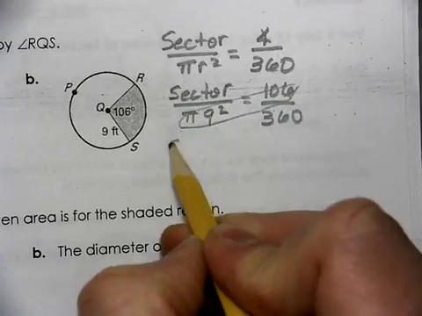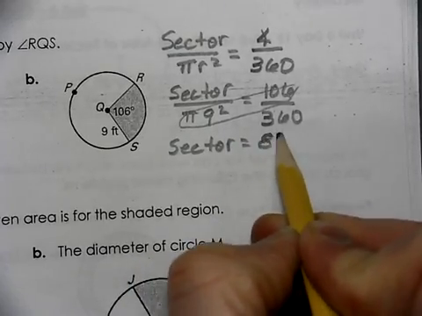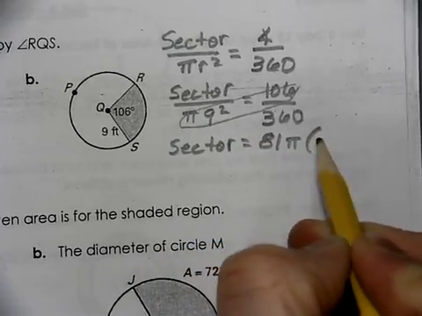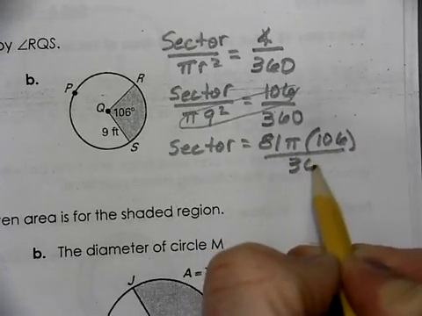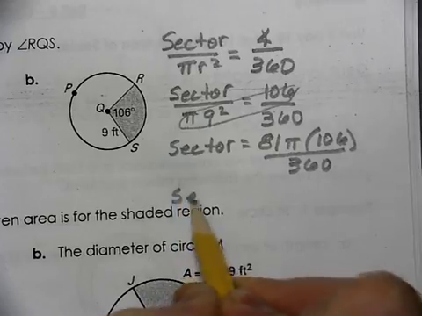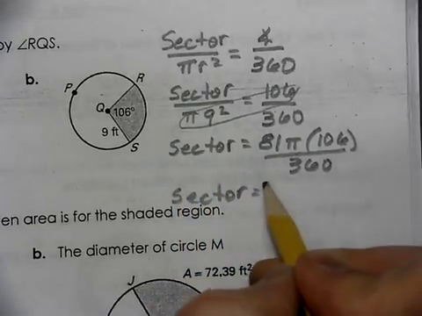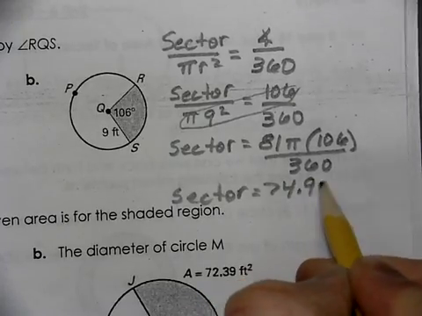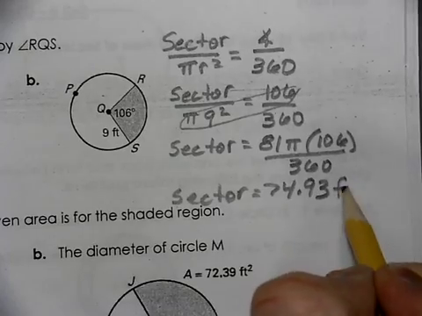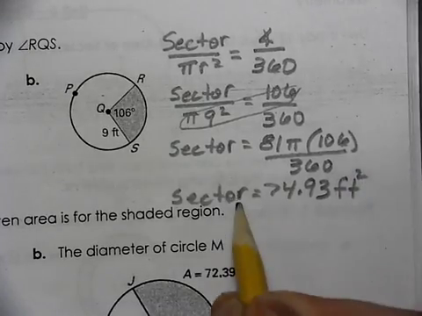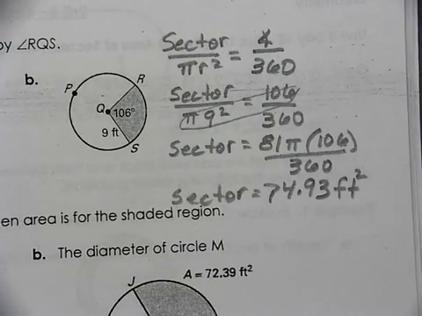We cross multiply to get sector equal to 81 pi times 106 over 360. So the sector's going to be 74.93. These units are feet. So because we're referring to it as the area of the sector, that is feet squared.